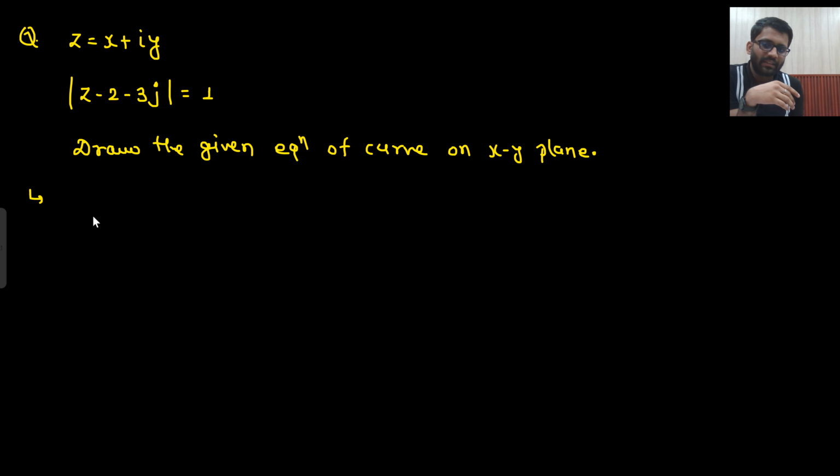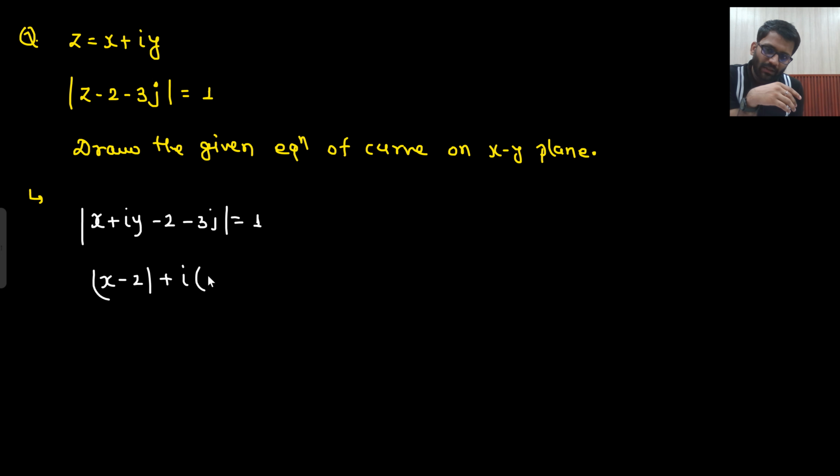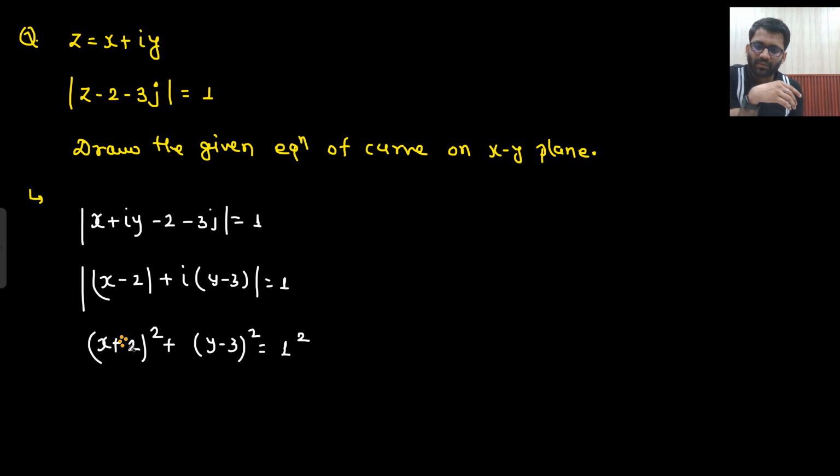So what is z? Z is x plus iota y, minus 2 minus 3j, mod of that is equal to 1. So x minus 2 plus iota times y minus 3, mod of that is equal to 1. So what are we getting? X minus 2 whole square plus y minus 3 whole square is equal to 1 whole square. Note it is x minus 2, not plus 2. So what is the equation we are getting? We are getting an equation of a circle.